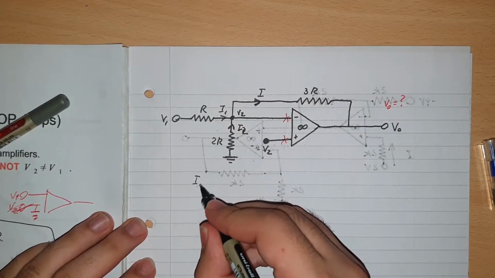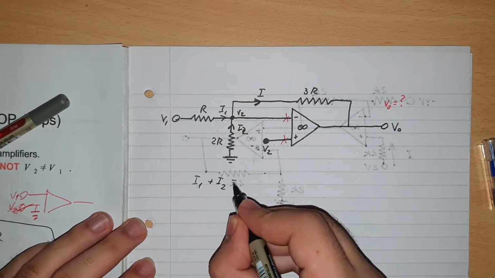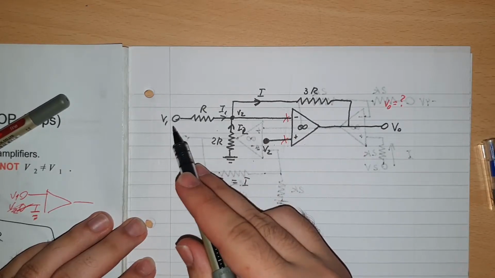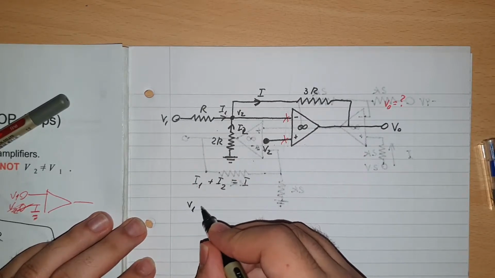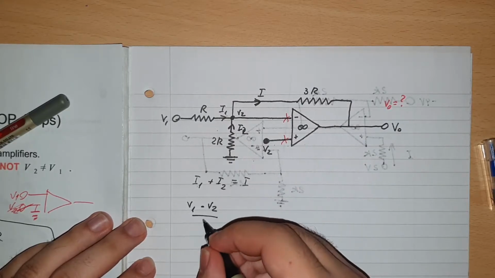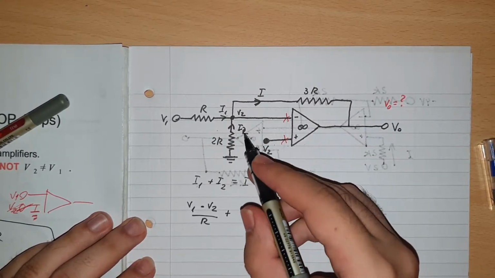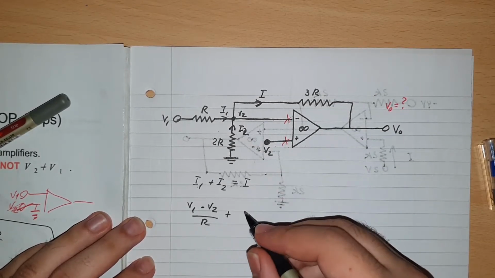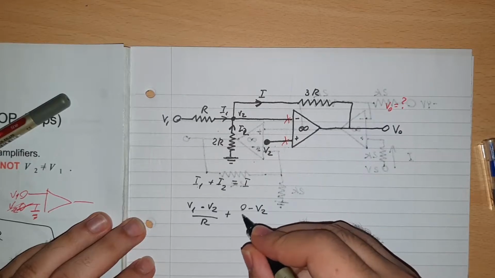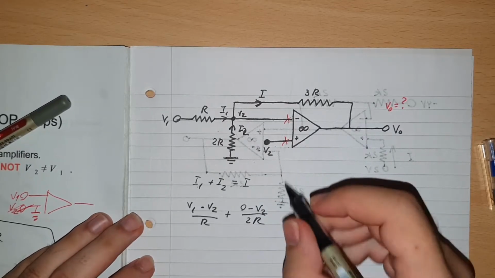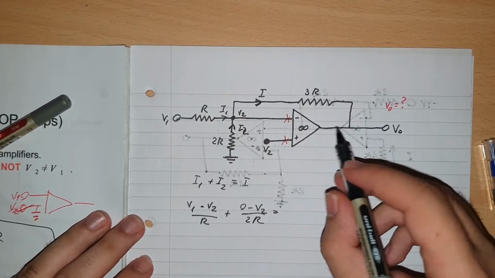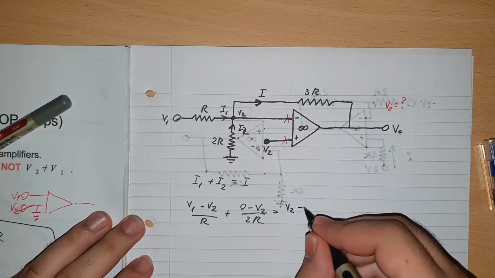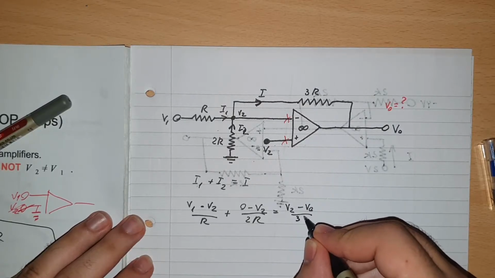So then I1 plus I2 will be equal with I. Therefore I1 is equal with V1 minus V2 divided by R, plus I2 will simply be 0 minus V2 divided by 2R. Then I will be equal with V2 minus V out divided by 3R.